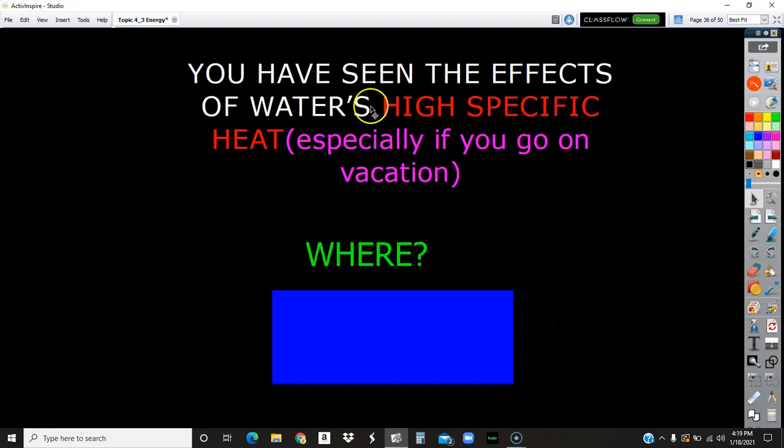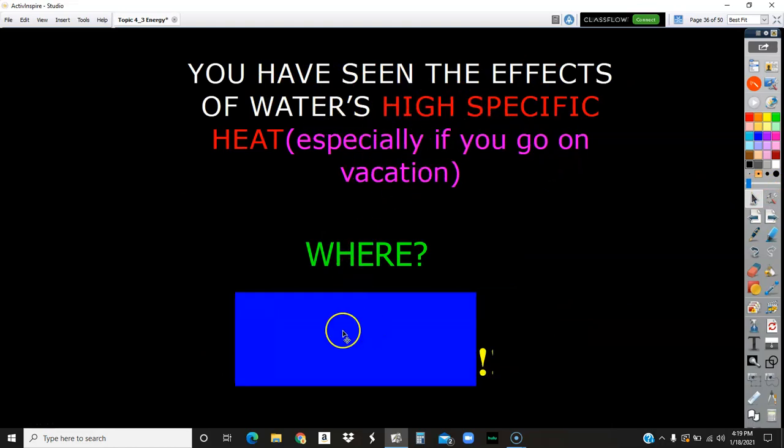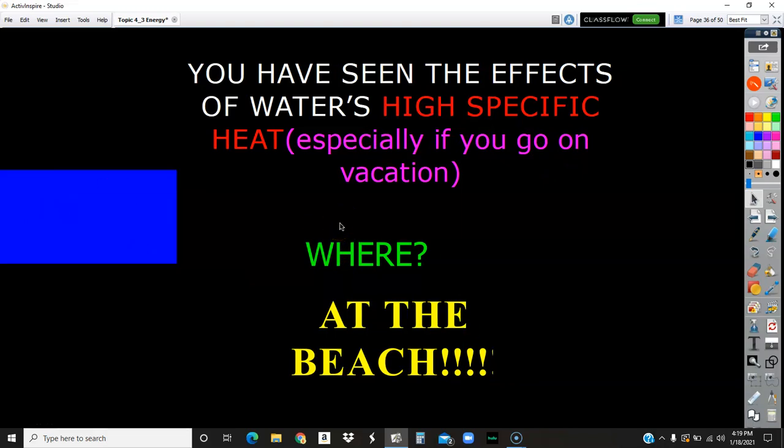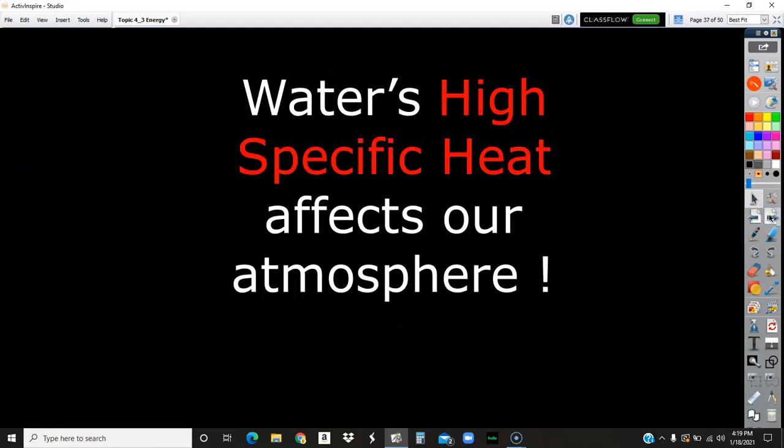You have seen the effects of water's high specific heat, especially if you go on vacation. Where? The beach, right? You're standing at the ocean, the biggest pool of water you possibly can. Because water takes a long time to heat up and a long time to cool down, you have seen this high specific heat idea at the beach. Let me show you what I mean.